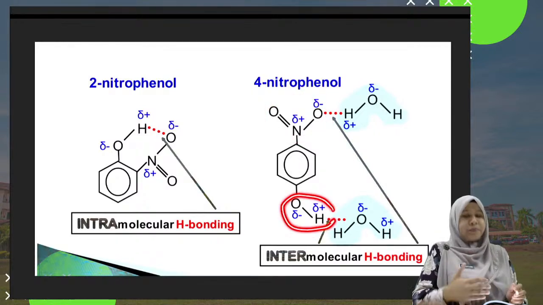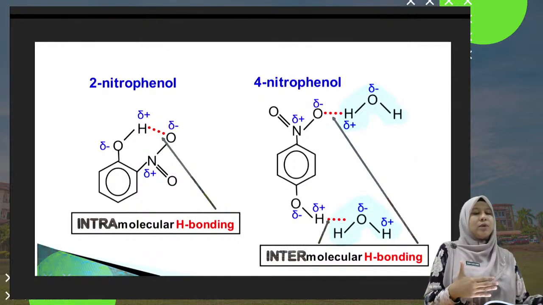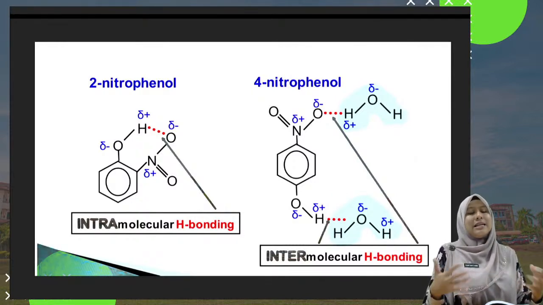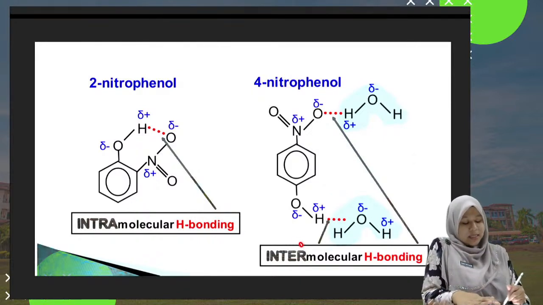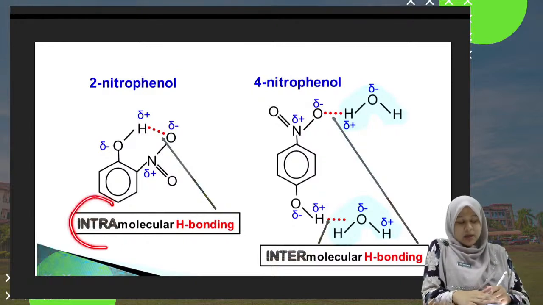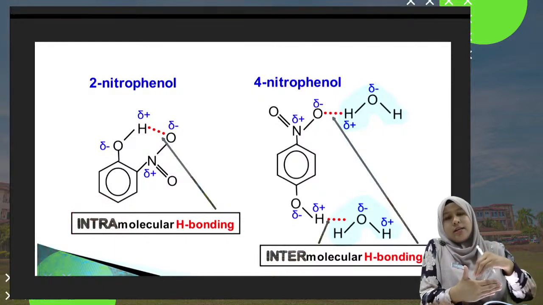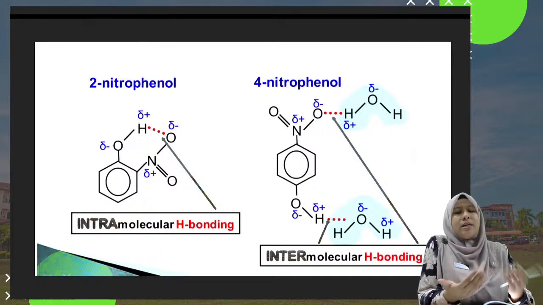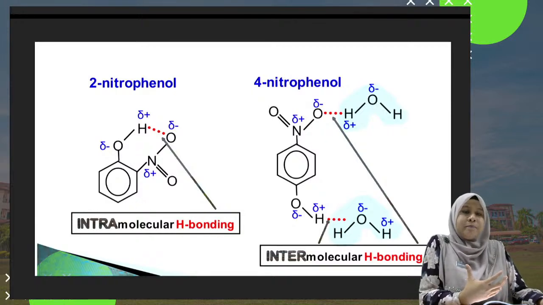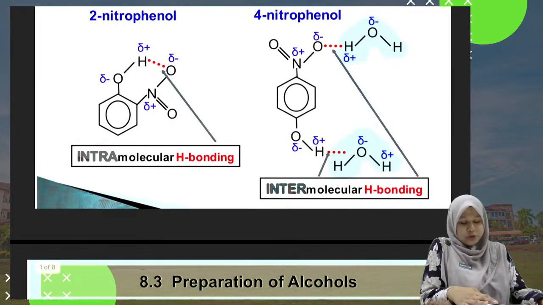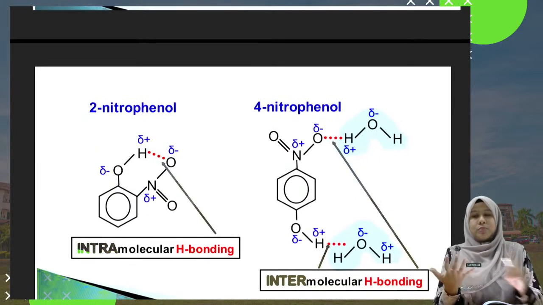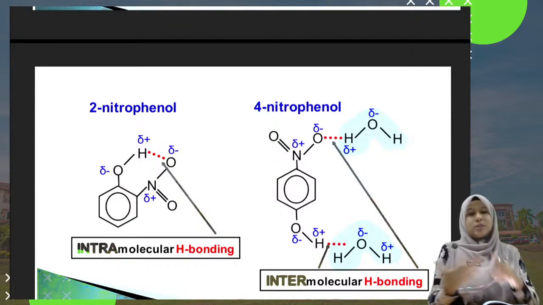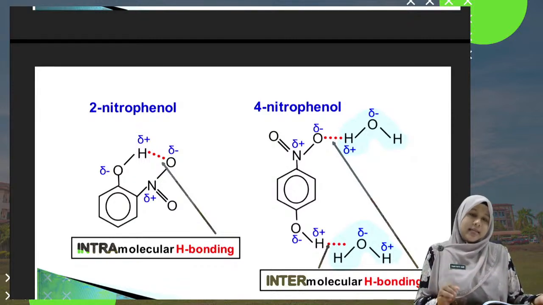So bila jauh kat sini, maksudnya dia boleh form hydrogen bond dengan water molecule. Dia easily lah ataupun dia readily form hydrogen bond with water molecule. Kalau macam ni dia inter sebab antara molekul. Kalau intra ni maksud dia form hydrogen bond tapi dia form di dalam molekul 2-nitrophenol itself. So jadi bila dia form dalam molekul, dia tak buat connection dengan water, kuranglah solubility dia tu dalam water. Okay, yang ni kalau kita compare untuk 2-nitrophenol dan juga 4-nitrophenol. Okay, so habis untuk nomenclature dan juga physical properties in terms of boiling point dan juga solubility in water.